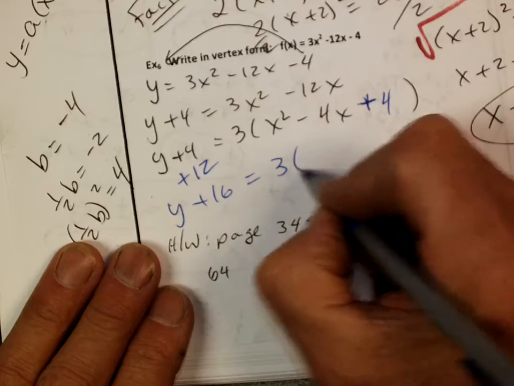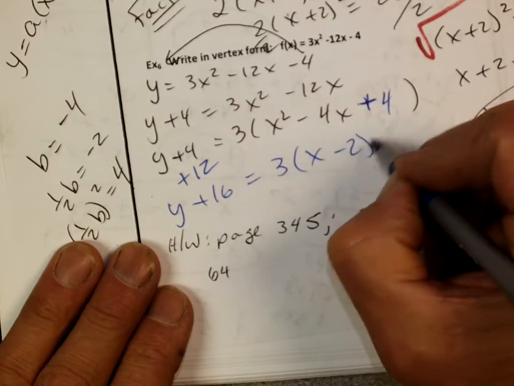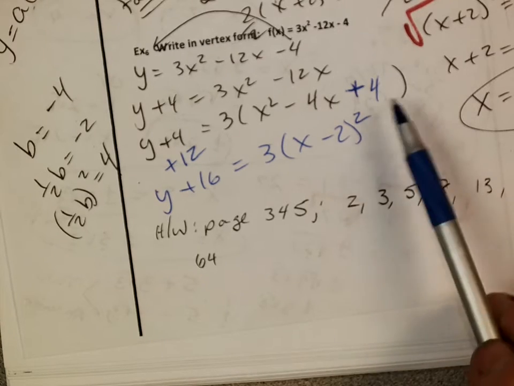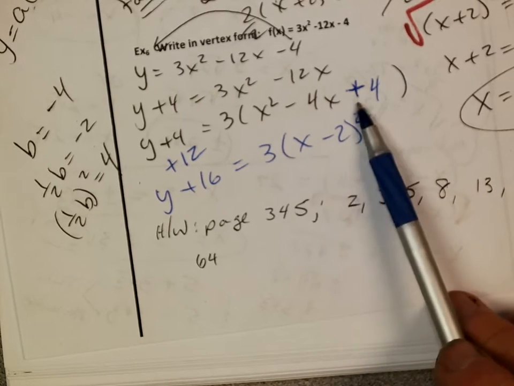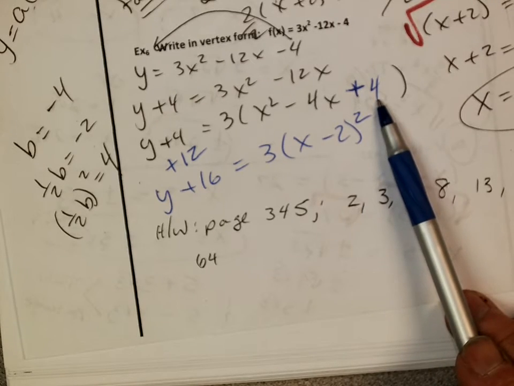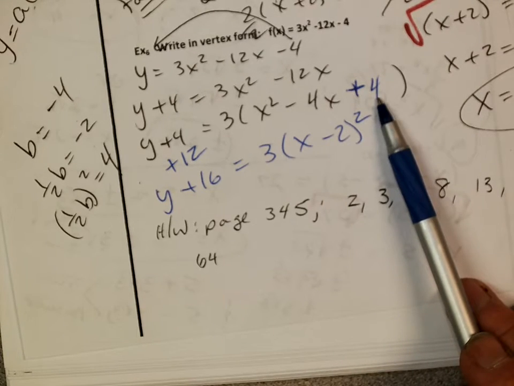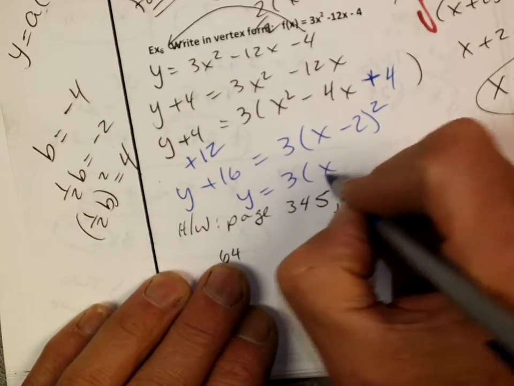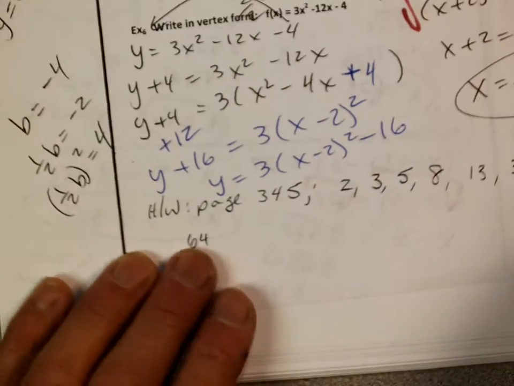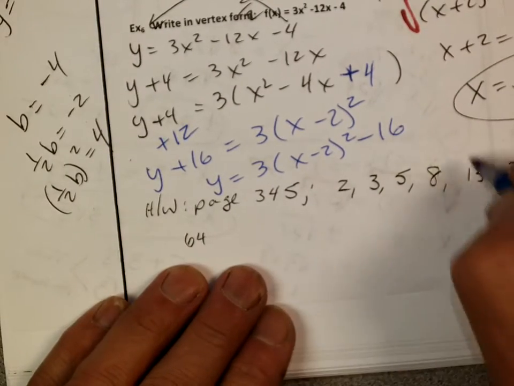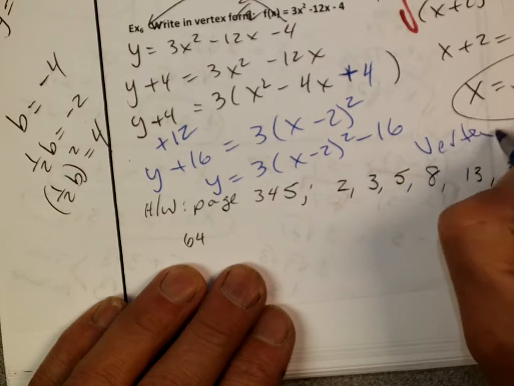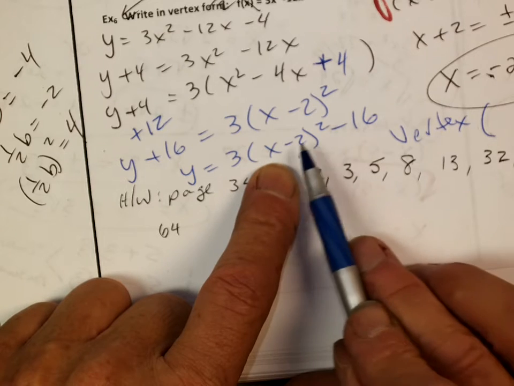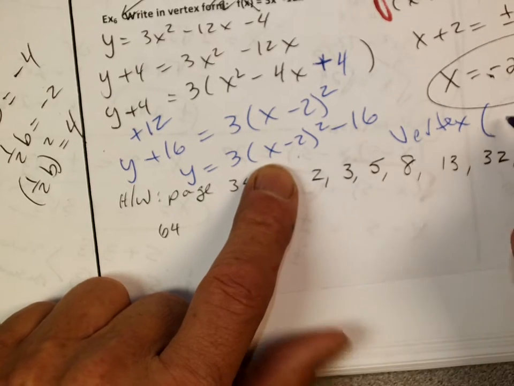And I can factor this, right? X minus 2 squared, because it's x minus 2, x minus 2. You all right with that? I kind of skipped a step, but you're smart. I just factored that. What are the multiples of 4 that add up to negative 4? Negative 2, negative 2, right? So if I bring the 16 back over, I get y equals 3 times (x minus 2) squared minus 16. So now I know exactly where my vertex is. My vertex in this problem is at 2, negative 16.